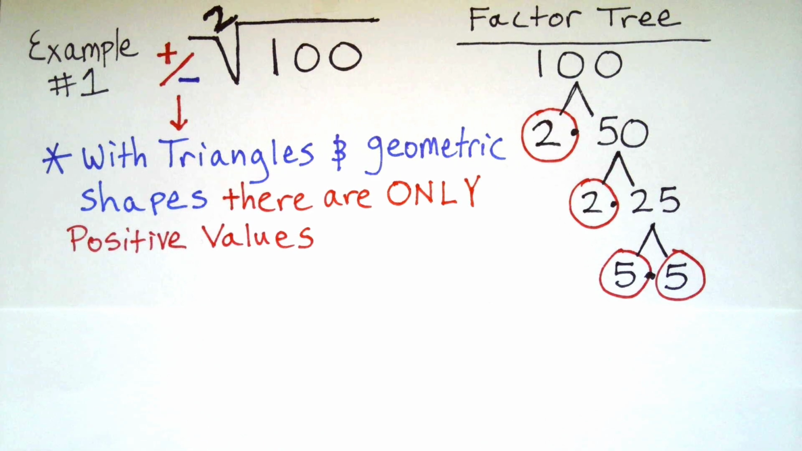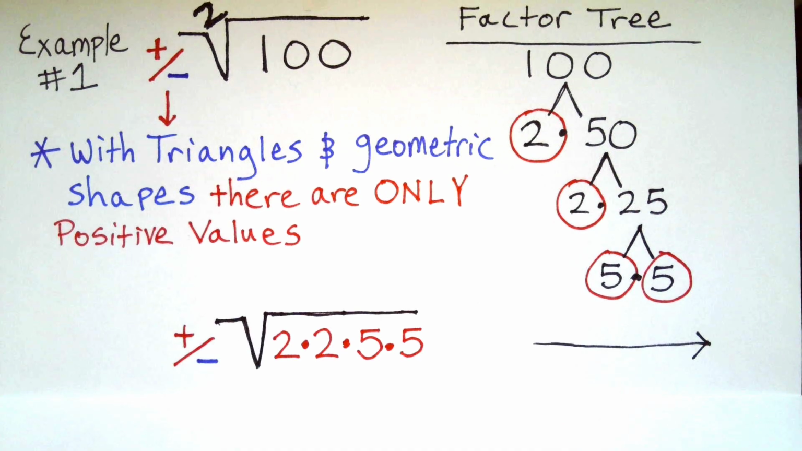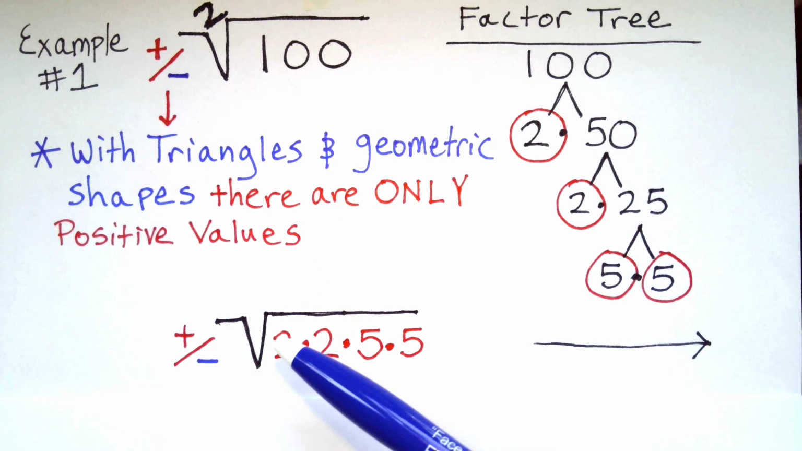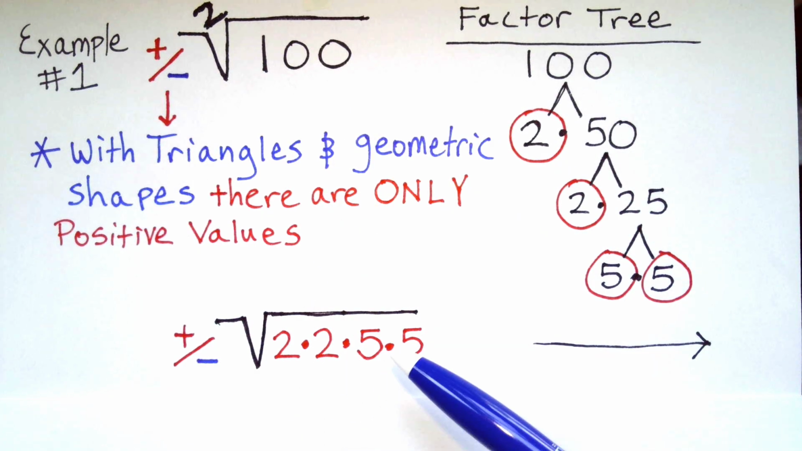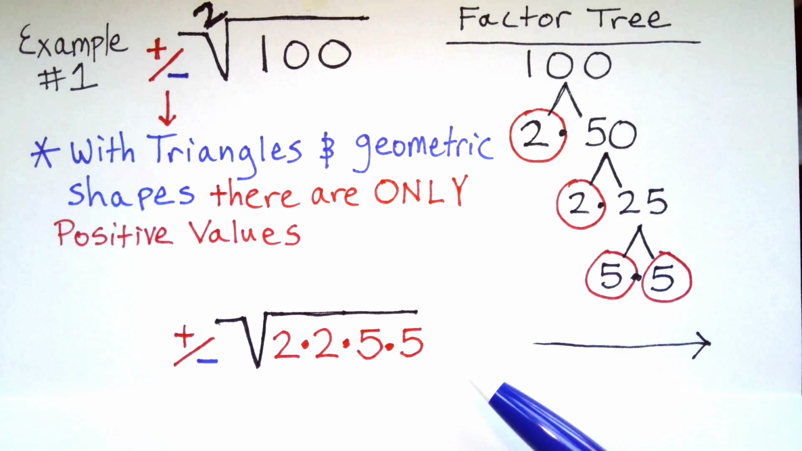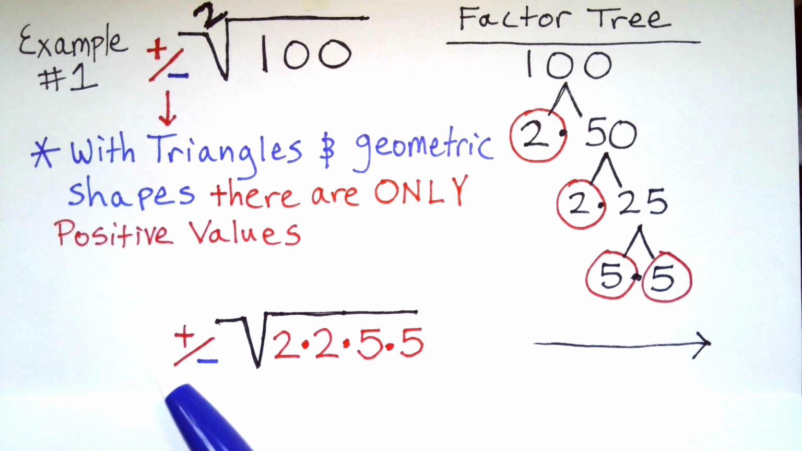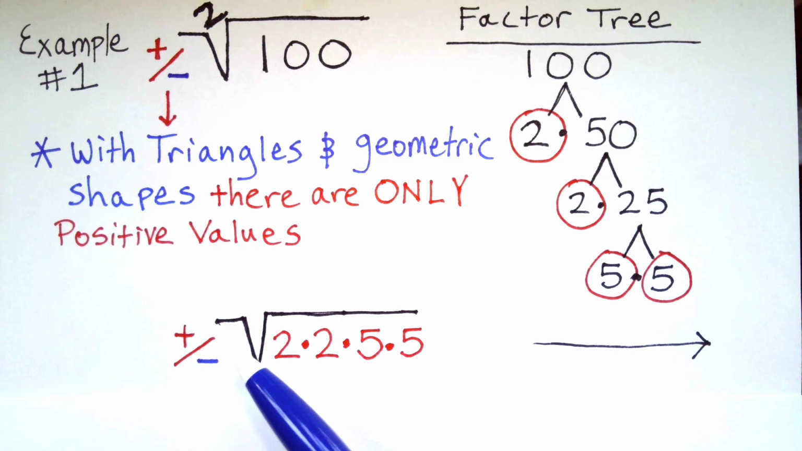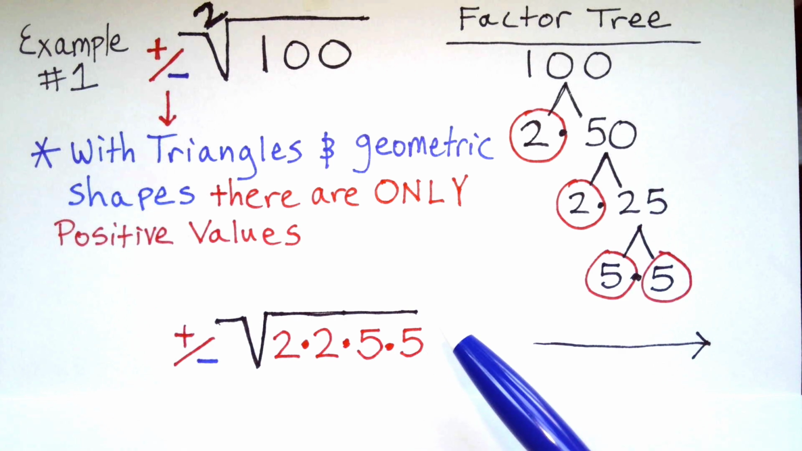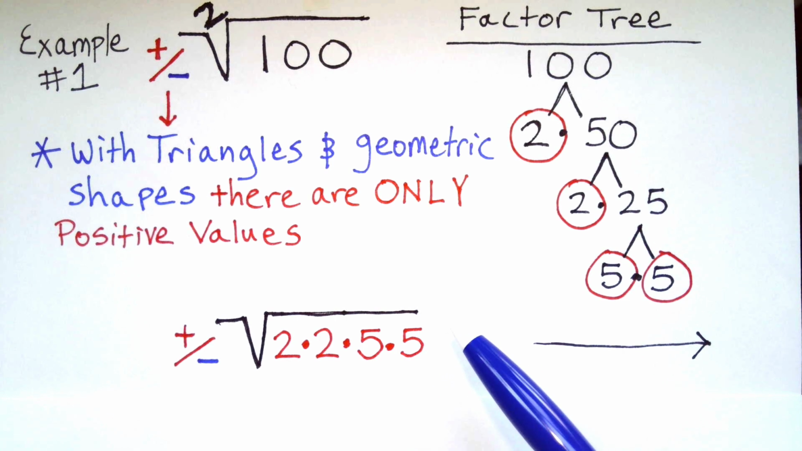I'm going to break this down a little bit further. Okay, so I wanted to show you here. The square root of 100 is the square root of 2 times 2 times 5 times 5. We've just talked about that over here. And we always have that plus or minus, positive or negative, on the outside of that square root value. So again, we're breaking down these radicals manually. In a moment, I'll show you how to also use your calculator to do this.